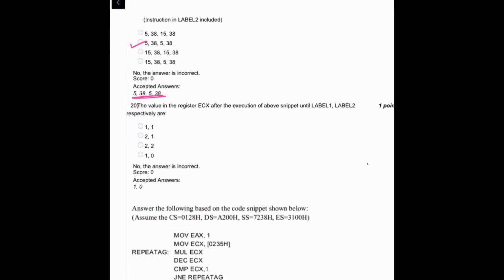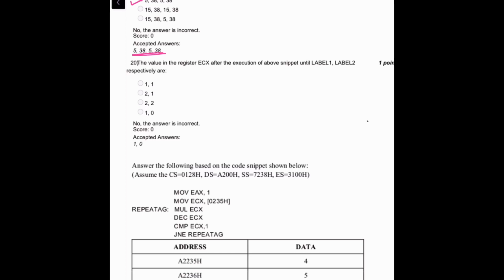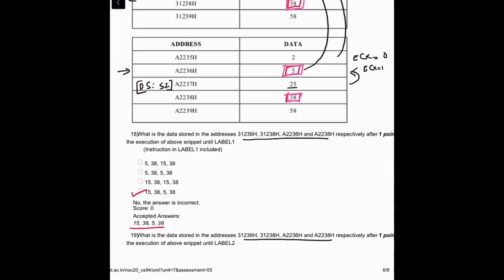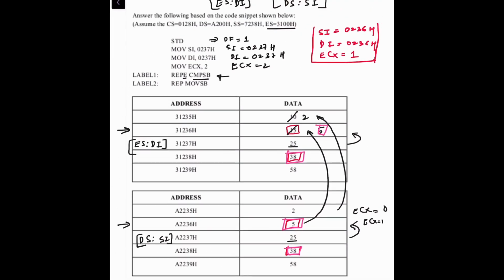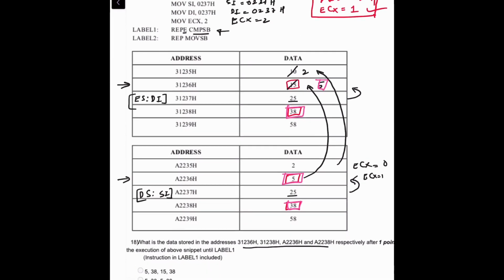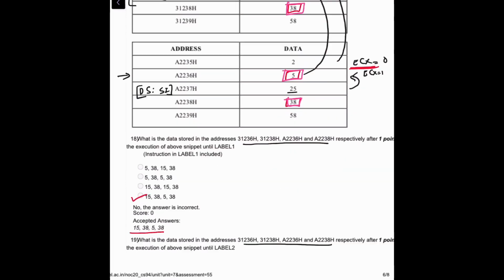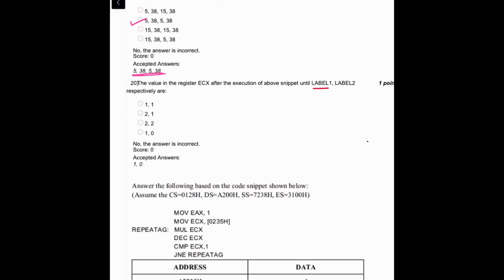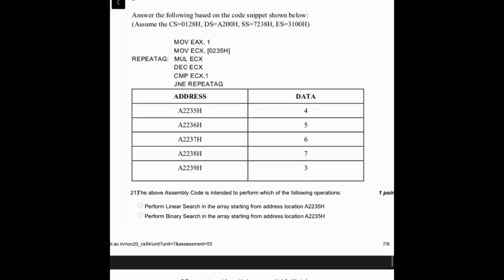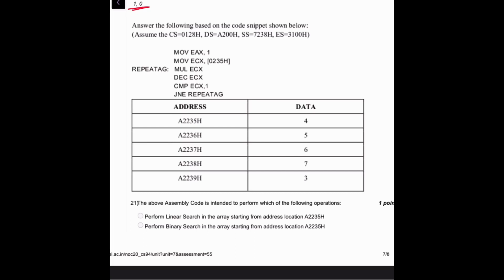Okay. The value in the register ECX after the execution of the above code snippet until label 1. Until label 1 we have seen that ECX is equal to 1, right? And after label 2 completes its execution, ECX goes to 0. So 1 comma 0 is the right answer. Okay, so now let's move on to question number 21.